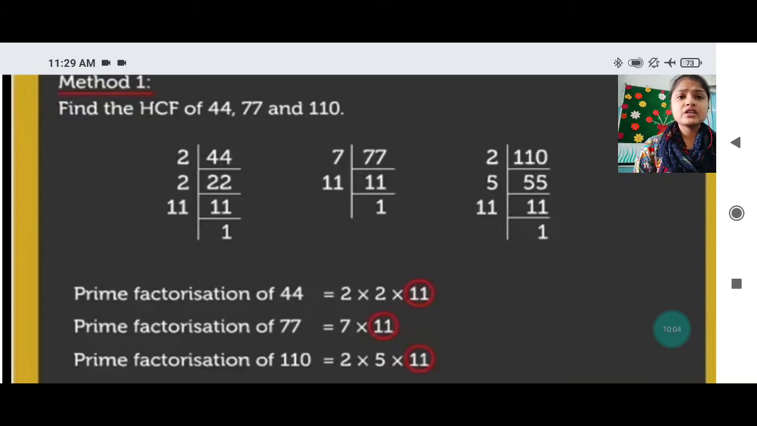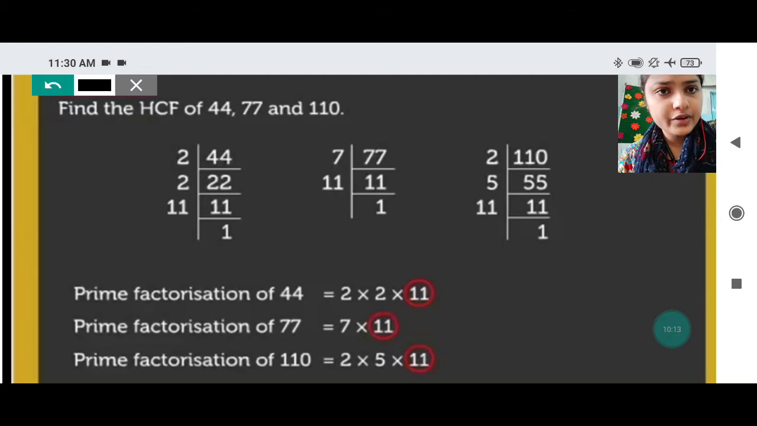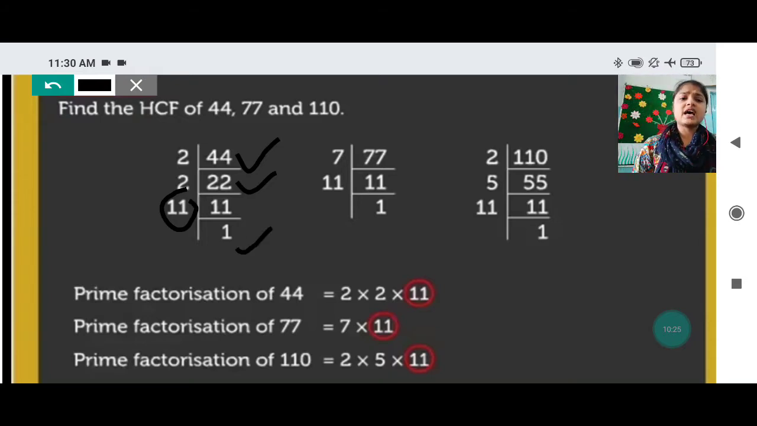With 2, 44 is divisible, giving 22. I will write 22 just below 44. Then again I will divide 22 by 2 because it is divisible. When I divide, I get 11. Is this 11 divisible by 2? No, it is not divisible. So we will divide it by 11 only. We get the quotient as 1.